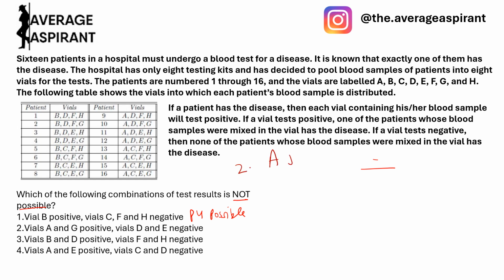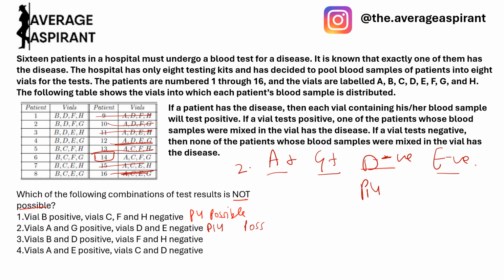Now we will see option number 2. What is option number 2? A positive, G positive, D negative, E negative. So if A is positive, anyone containing A can only have the disease, so these people will have it. Plus, it should also have G, so we'll rule out people not having G, basically the odd numbers, right? Now D is negative, so this person does not have it, this person does not have it. E is negative, this person does not have it. We still have patient 14 left. So in this case, P14 will be positive, so it is also possible.